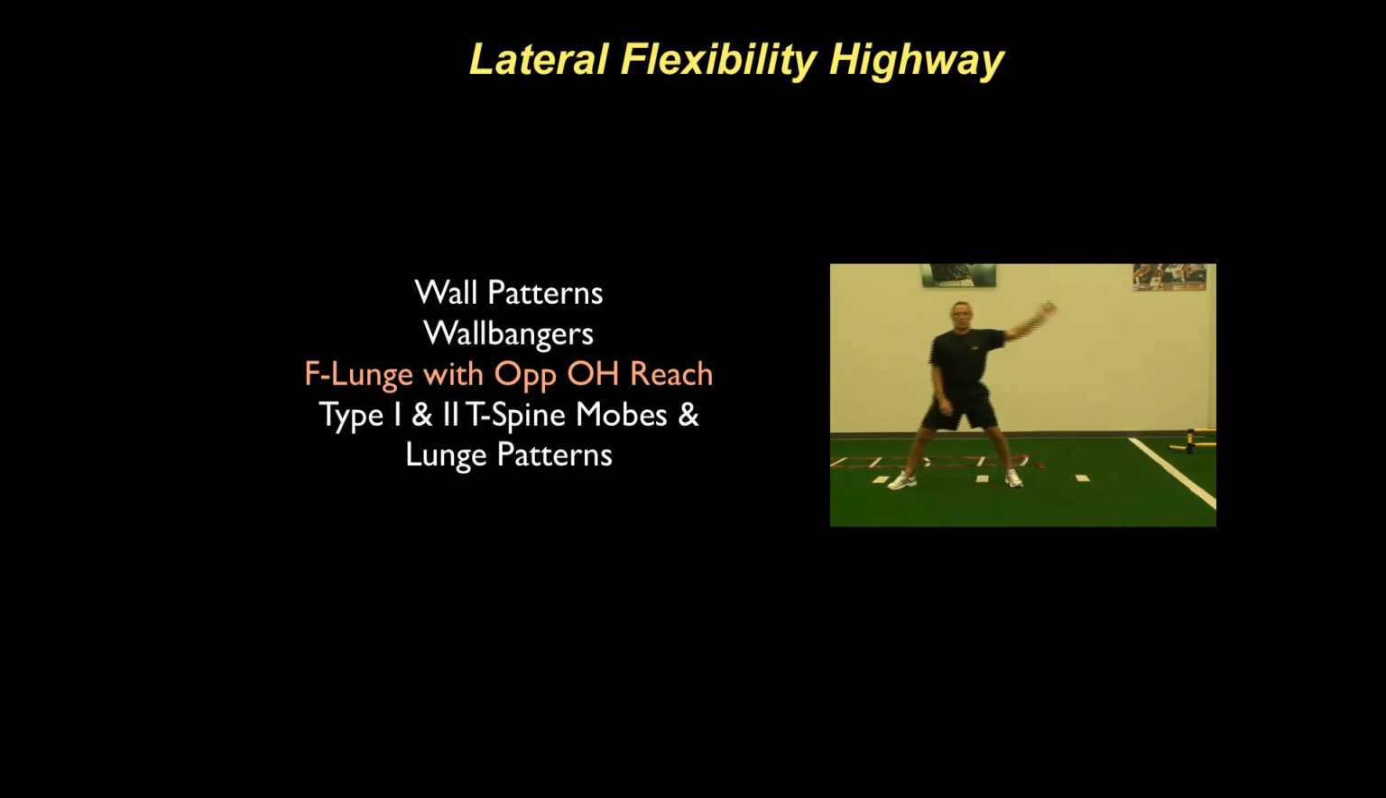The frontal plane lunge with opposite overhead reach will strengthen the lower extremity and hip complex during movements in the frontal plane. When adding the opposite overhead arm reach to the movement, the lateral flexibility highway is eccentrically loaded to lengthen the soft tissue while providing strengthening phase to this action. This will effectively improve mobility in the frontal plane.